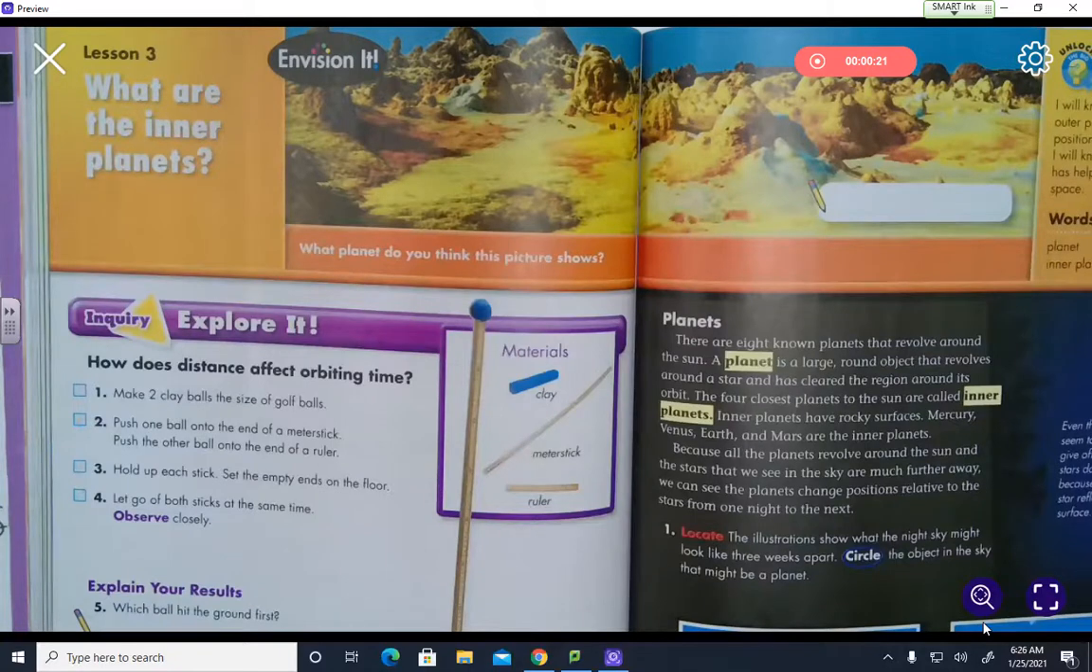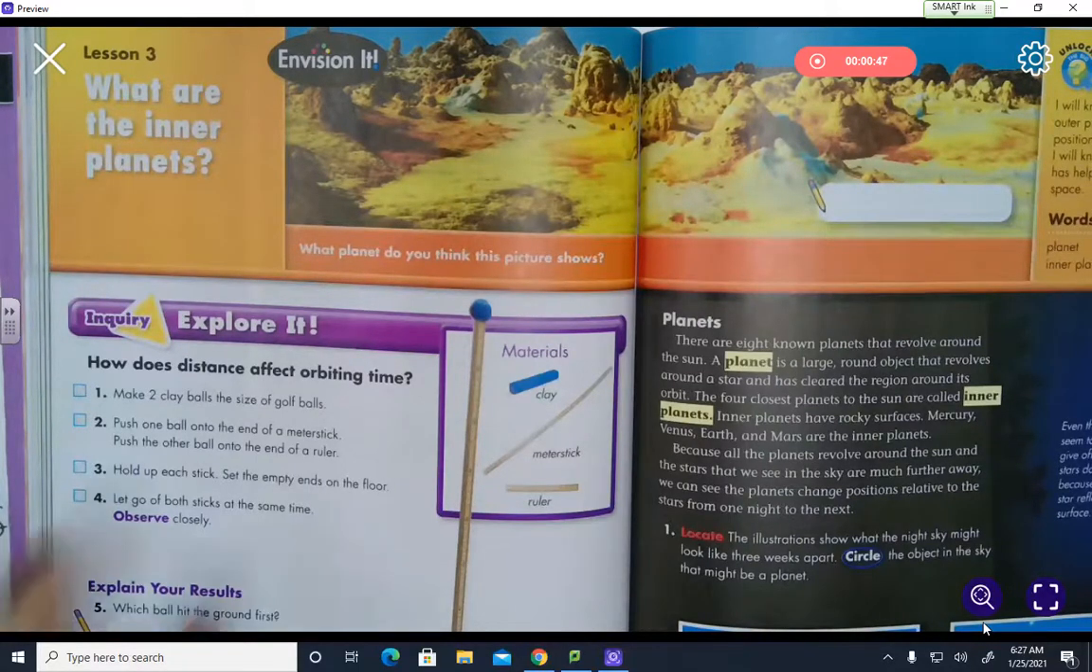By the end of this unit, the next 2 lessons, we'll know the inner and the outer planets and Earth's position in the solar system, and you'll know the technology that helped people explore space. So turn your books to page 184, and we are going to get started.